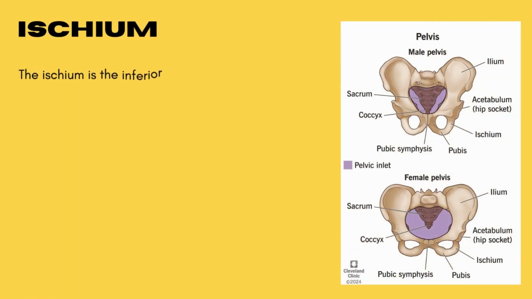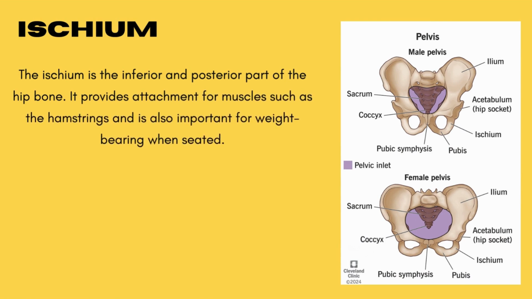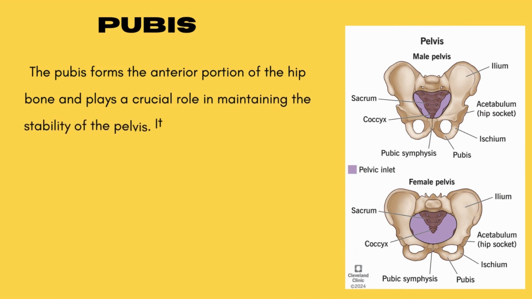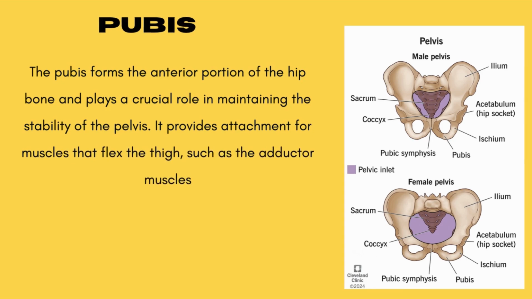Ischium. The ischium is the inferior and posterior part of the hip bone. It provides attachment for muscles, such as the hamstrings, and is also important for weight bearing when seated. Pubis. The pubis forms the anterior portion of the hip bone and plays a crucial role in maintaining the stability of the pelvis. It provides attachment for muscles that flex the thigh, such as the adductor muscles.